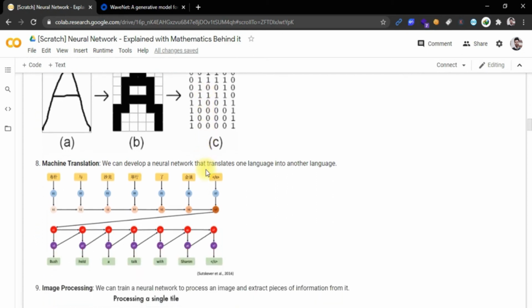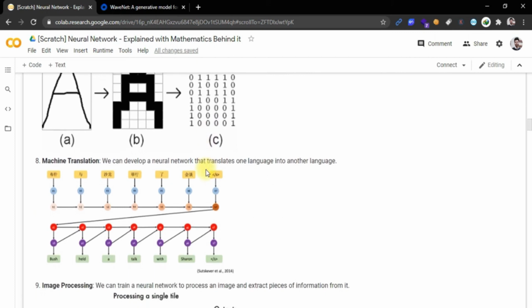Another application is machine translation. Translation is just like translating from one language to another language.